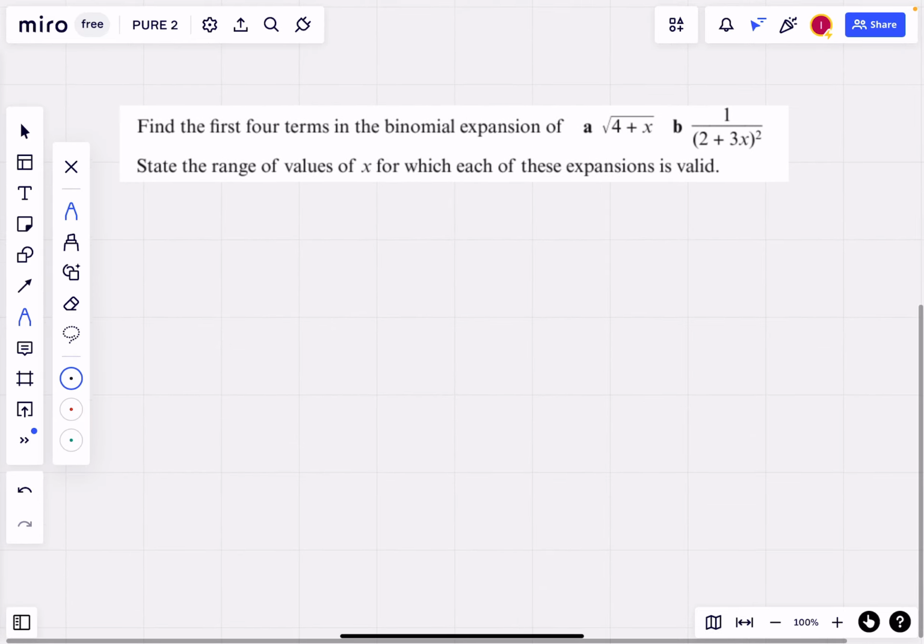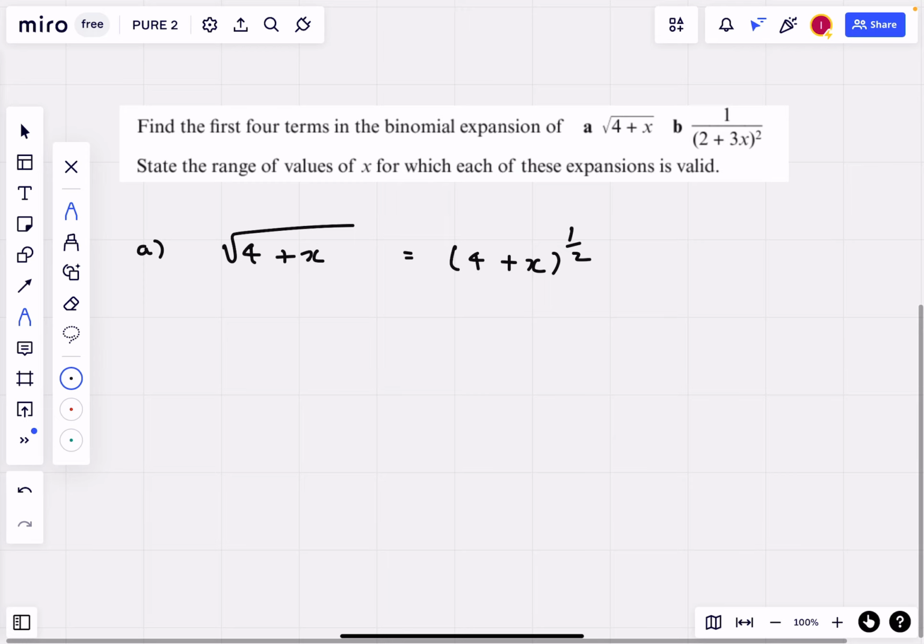I'm going to go through part A, and it's probably the best way of explaining it, really, if you see me do it. First off, you've got root 4 plus x. Can you put that into brackets, please? 4 plus x to the power of a half. Nice and easy. Here's what you're going to do.